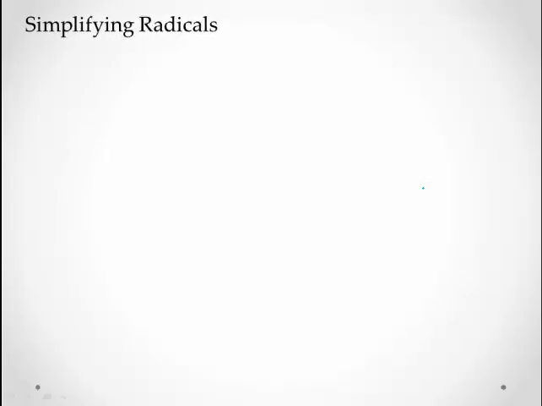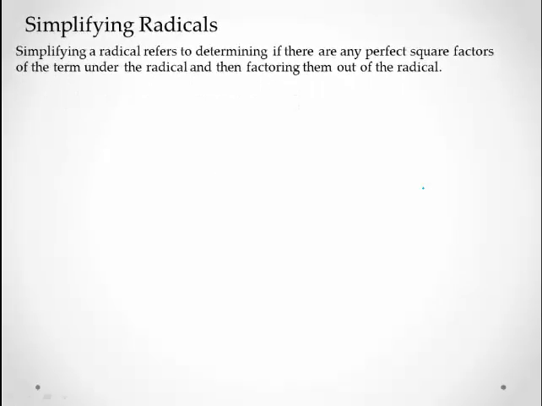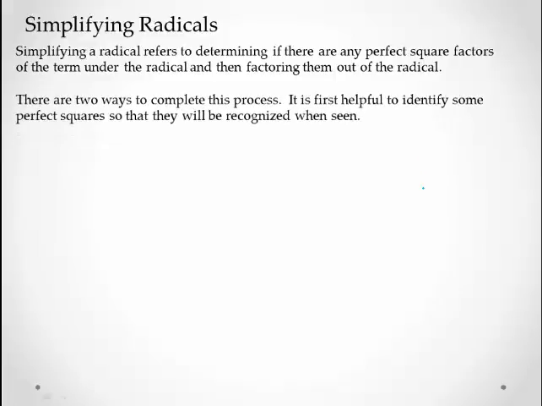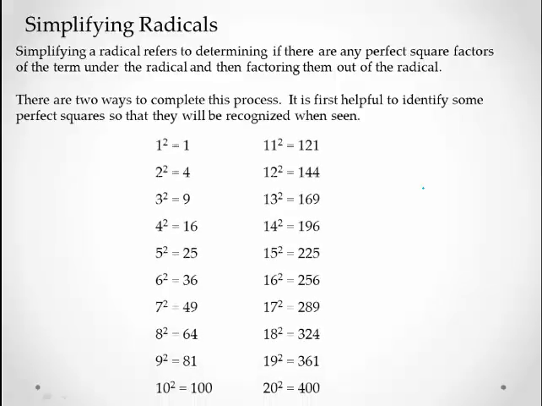Now, to simplify radicals, we're going to determine if there are any perfect square factors under the term, and then we'll factor them out. There are two ways to complete this process. The first one will require perfect squares to be recognized. So here are our perfect squares. 1 squared is 1, 2 squared is 4, 3 squared is 9, etc. And I've gone all the way up to 20 squared, which is 400.